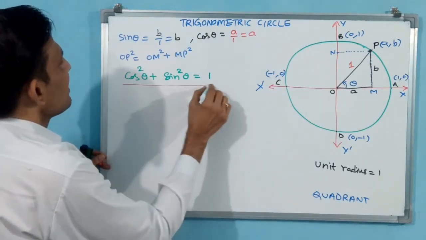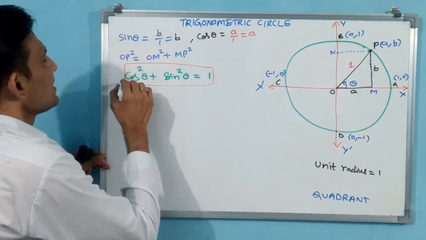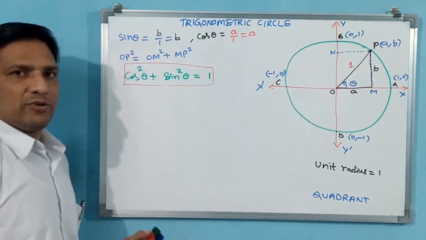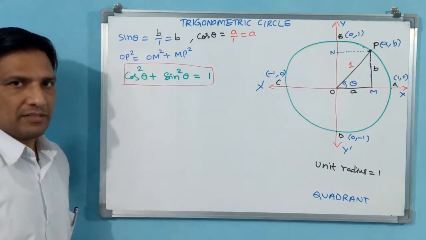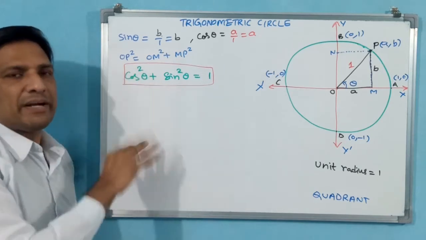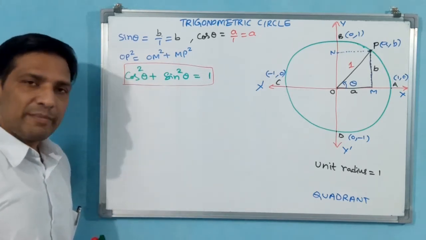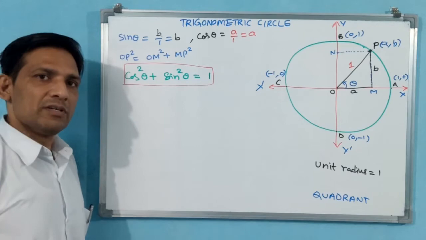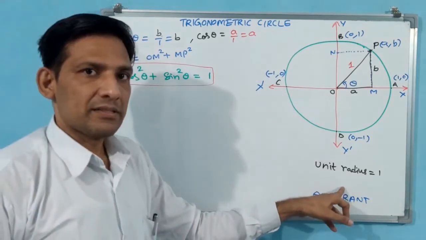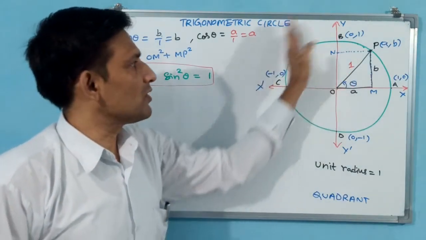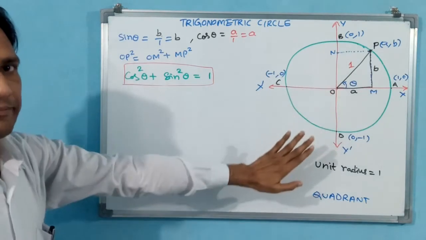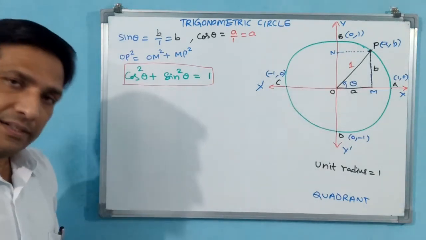Sin square theta plus cos square theta is equal to 1. Anyway you can write it, because plus is there. The addition of sin square theta and cos square theta results in 1. This is the fundamental trigonometric formula we have received because of the Pythagoras theorem, because of the unit radius, because of the right angle triangle inscribed in a circle, or whatever you may call it.